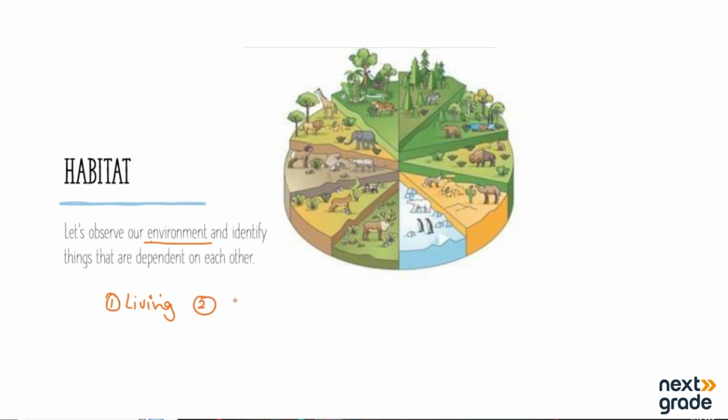The environment has two components, that is non-living things and living things. Both these components interact with each other because they are dependent on each other.